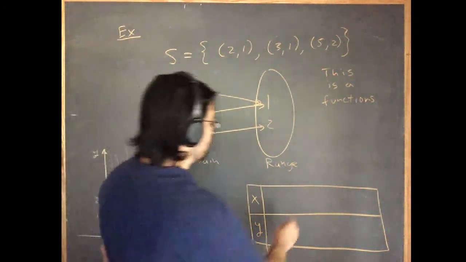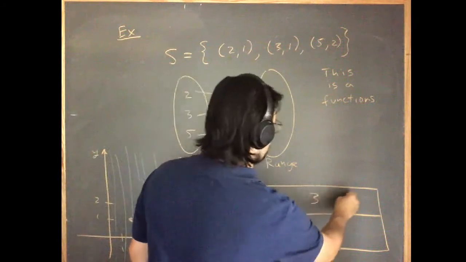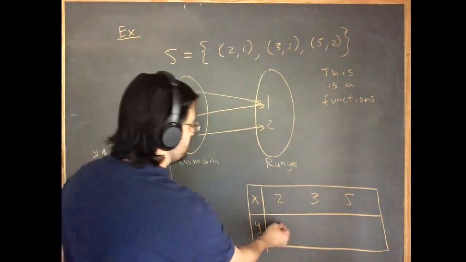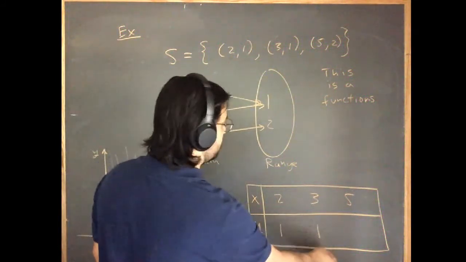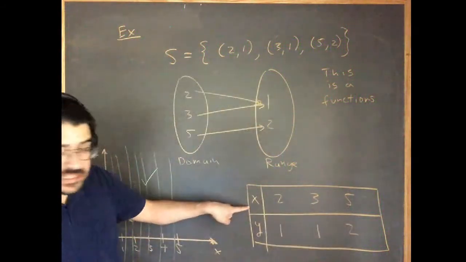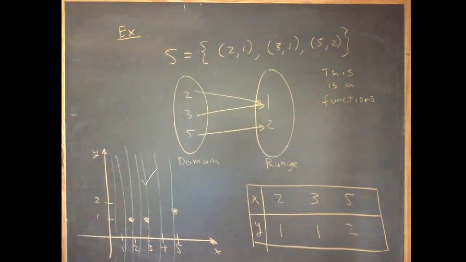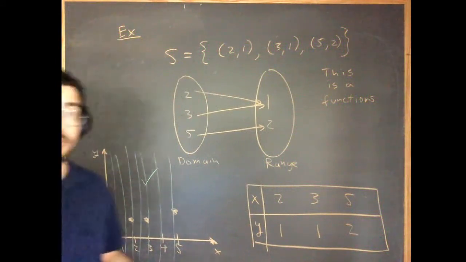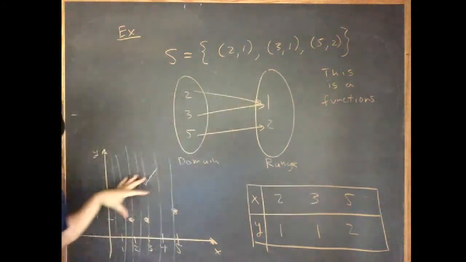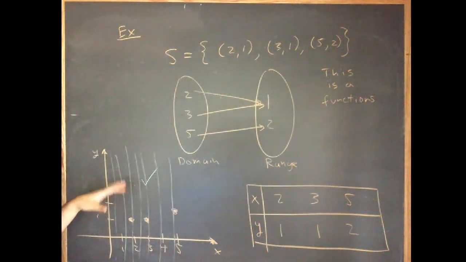So the inputs are possibly 2, 3, and 5. Those are the various inputs. And then right below the input, you write the output. So here the output of 2 was 1, the output of 3 was 1, and the output of 5 was 2. And the fact that there's no repeated x's up here means that it's a function. And they'll give you some examples like that as well, right? So instead of listing out the ordered pairs, they'll give it this way, they might give it this way, or they might give it in terms of an actual graph. So there are a lot of different ways.